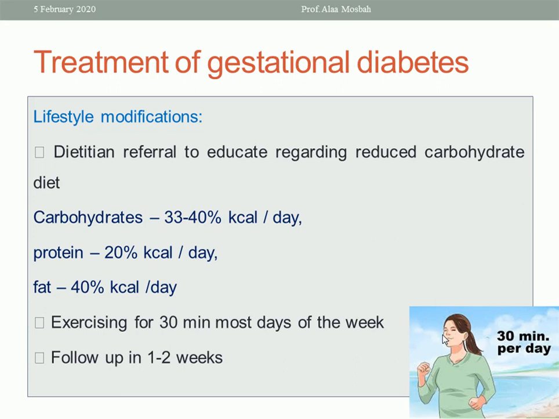You should encourage lifestyle modifications and dietitian referral to educate regarding a reduced carbohydrate diet. Carbohydrate constitutes 33 to 40% of kilocalories per day, while protein is 20% and fat 40% per day. Exercise for 30 minutes every day, on most days of the week. Do follow up in 1 to 2 weeks.